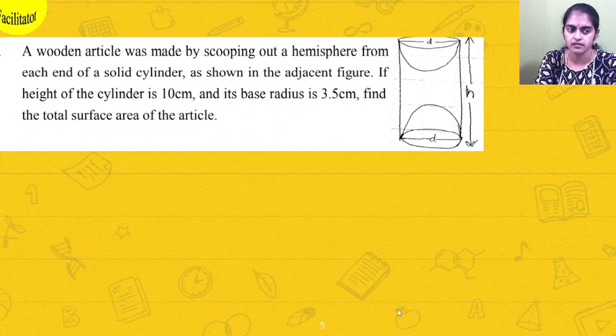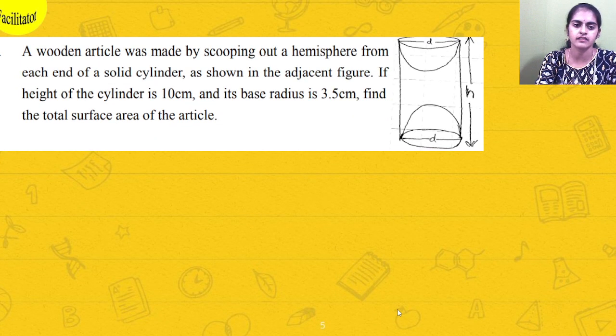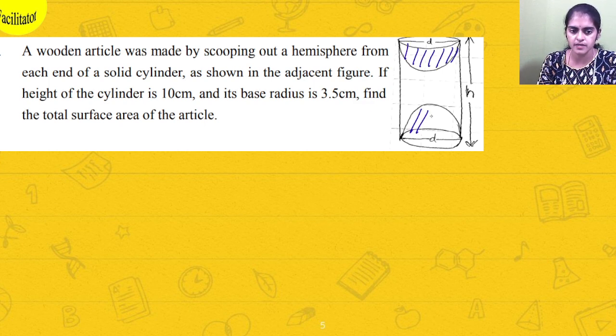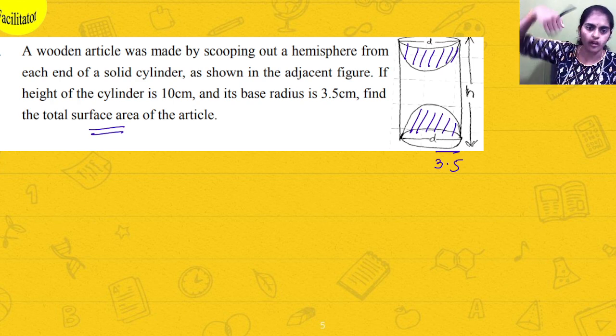A wooden article was made by scooping out hemisphere from each end of a solid cylinder. They gave you the figure. So they are scooping out hemisphere from each end. So this is the hemisphere, this is the hemisphere they are taking out from each end. So if the total height of cylinder is 10, base radius is 3.5, find the total surface area of the article. Again total surface area. You are scooping out.